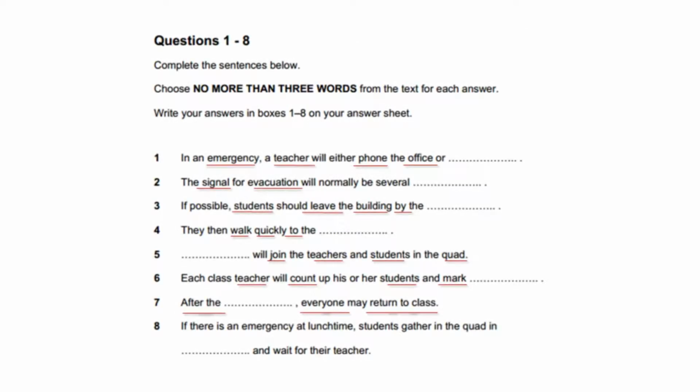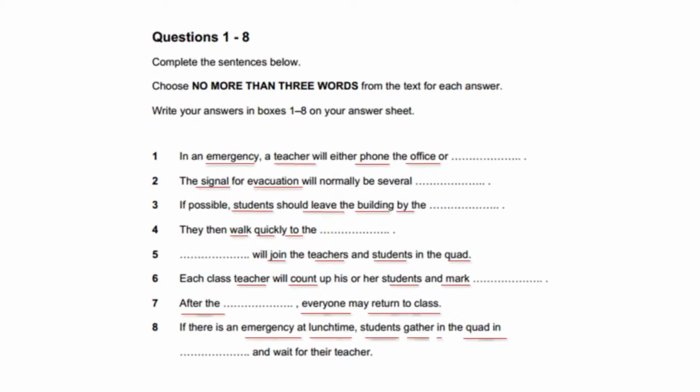at question 8. For question 8, you need to complete the following sentence. If there is an emergency at lunchtime, students gather in the quad in something and wait for their teacher. First, underline any keywords. I would underline emergency, lunchtime, students gather in quad in. Then go back up to the text and scan the text for the answer.